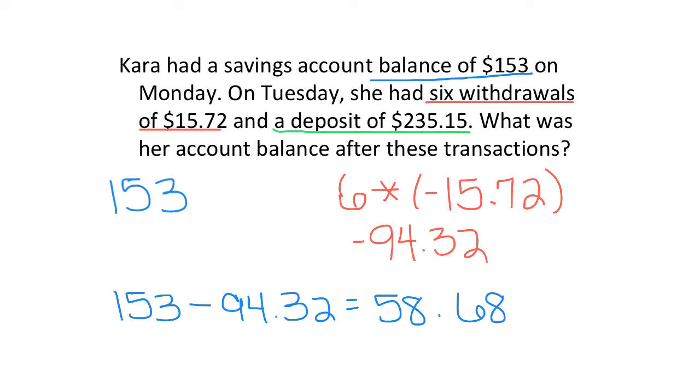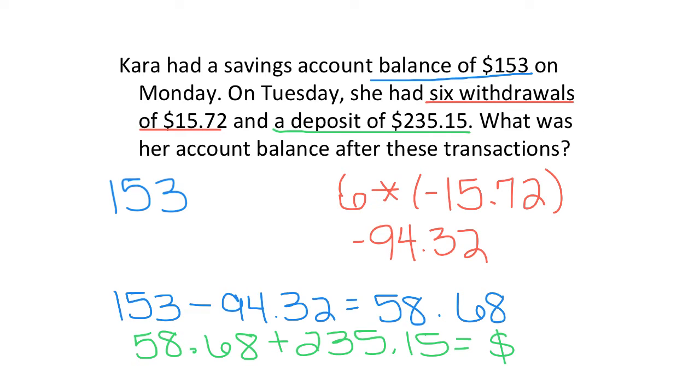But we can't forget that also on Tuesday she had a deposit of $235.15. So because of this, we are now going to take her balance of $58.68 and add $235.15 to get her final balance. And her final balance is $293.83.